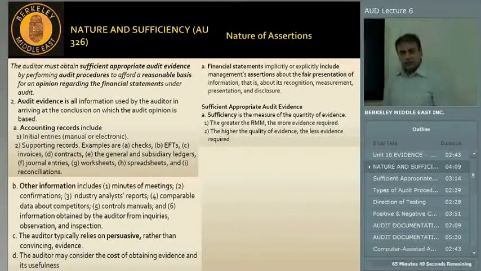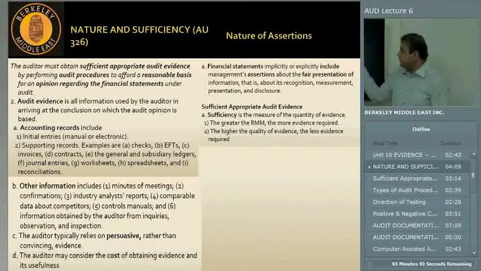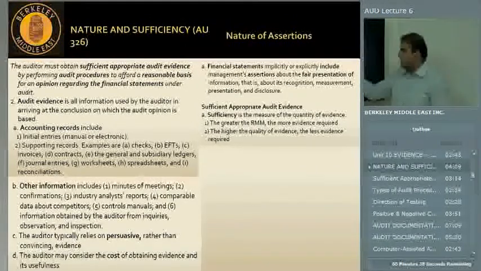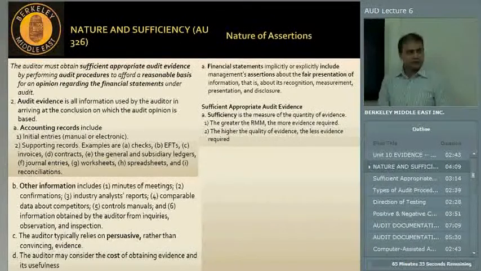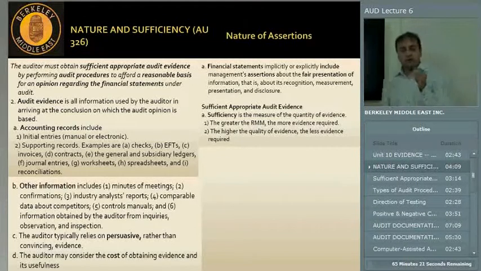Now, every auditor should obtain sufficient audit evidence by performing audit procedures to afford a reasonable basis for an opinion regarding the financial statements under consideration for the audit. This we have been repeatedly discussing, that the auditor will express an opinion on the financial statements. He will express an opinion on the controls as per Sarbanes-Oxley guidelines. So for that he needs sufficient audit evidence.